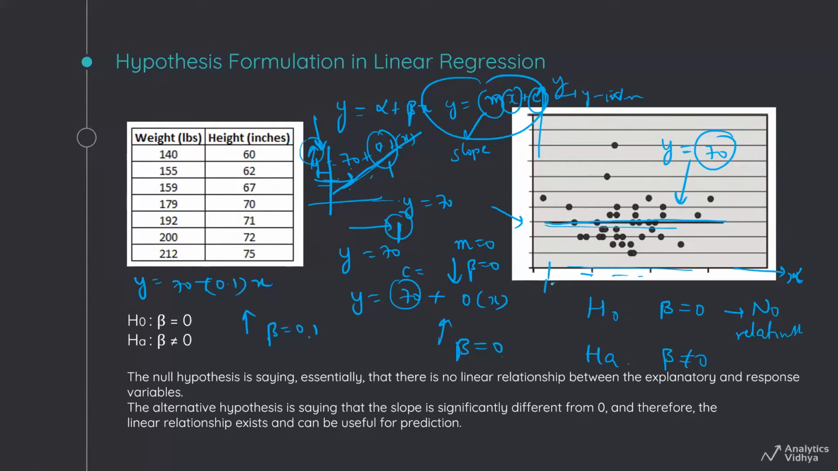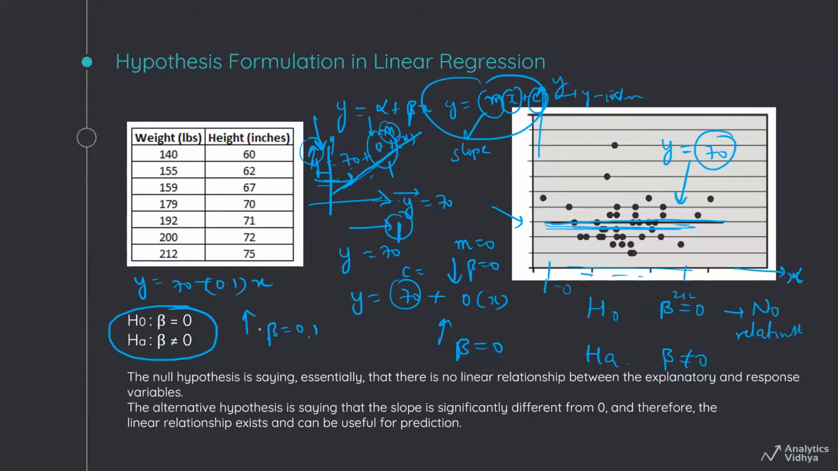Even though you take x to be 140 lbs or 212 lbs, my y value is not changing, right? So there's no relationship between y and x. But in this case, if your x is increasing, your y is also increasing. So there's definitely a relationship. And how can you quantify that relationship in this equation? The value of slope, or the value of beta. So that's how I'm conceptualizing my hypothesis here.